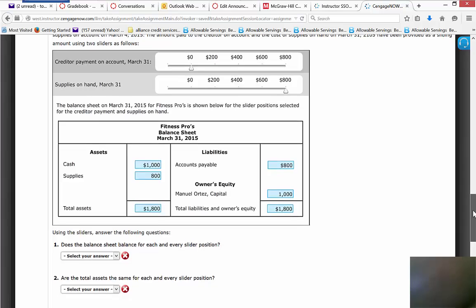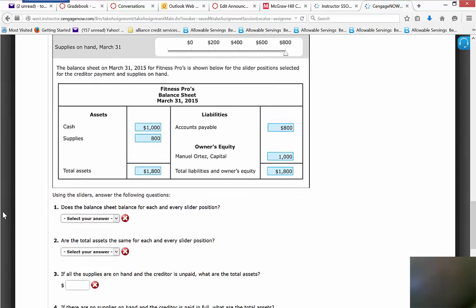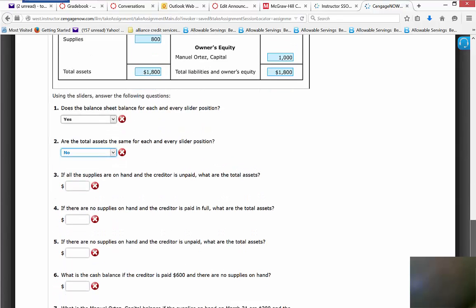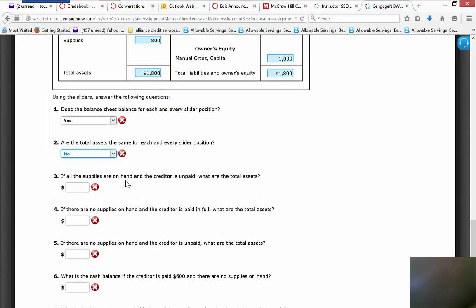Always balances. So then we come through here to our questions. Does the balance sheet balance for each and every slide position? Does it balance? Okay, and that's of course yes. Are the total assets the same for each sliding position? Of course that's no. Okay, so then you're going through each one of these. If all the supplies on hand and the creditor is unpaid, what are the total assets? Total assets there are $1,800, right? Because that's where we got.